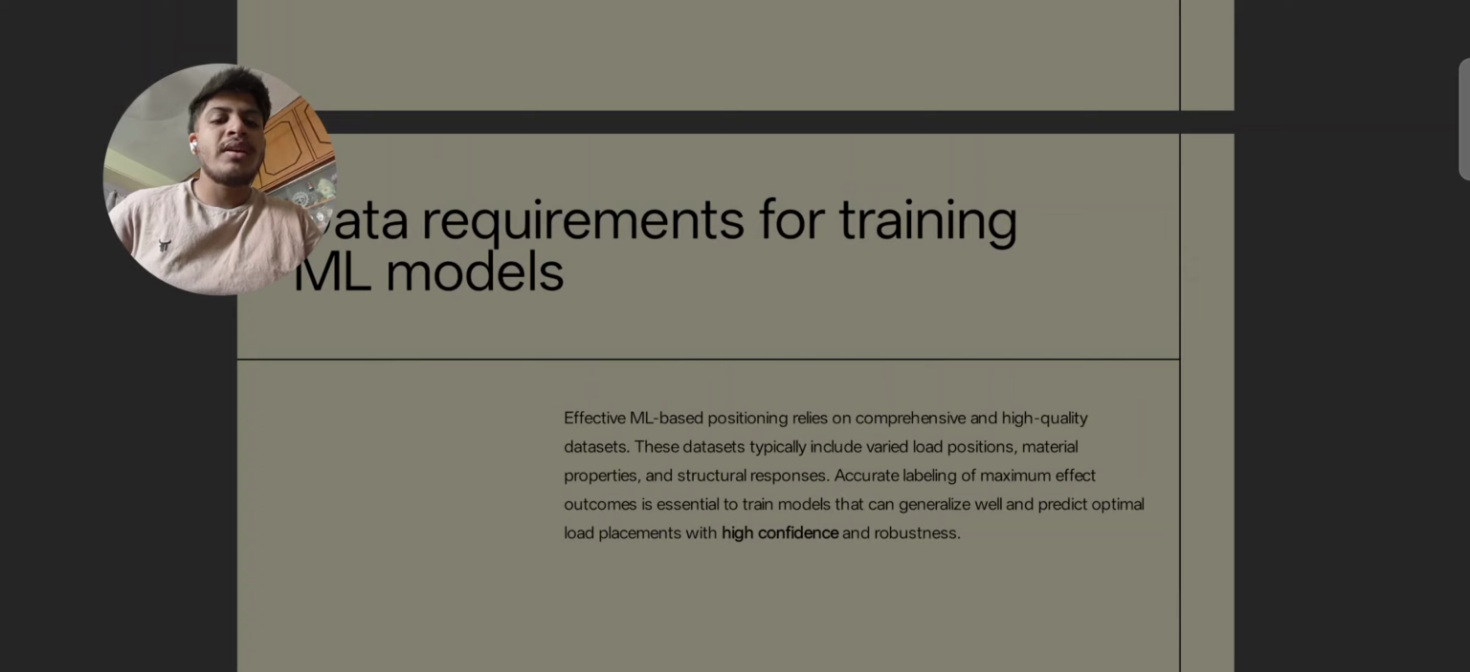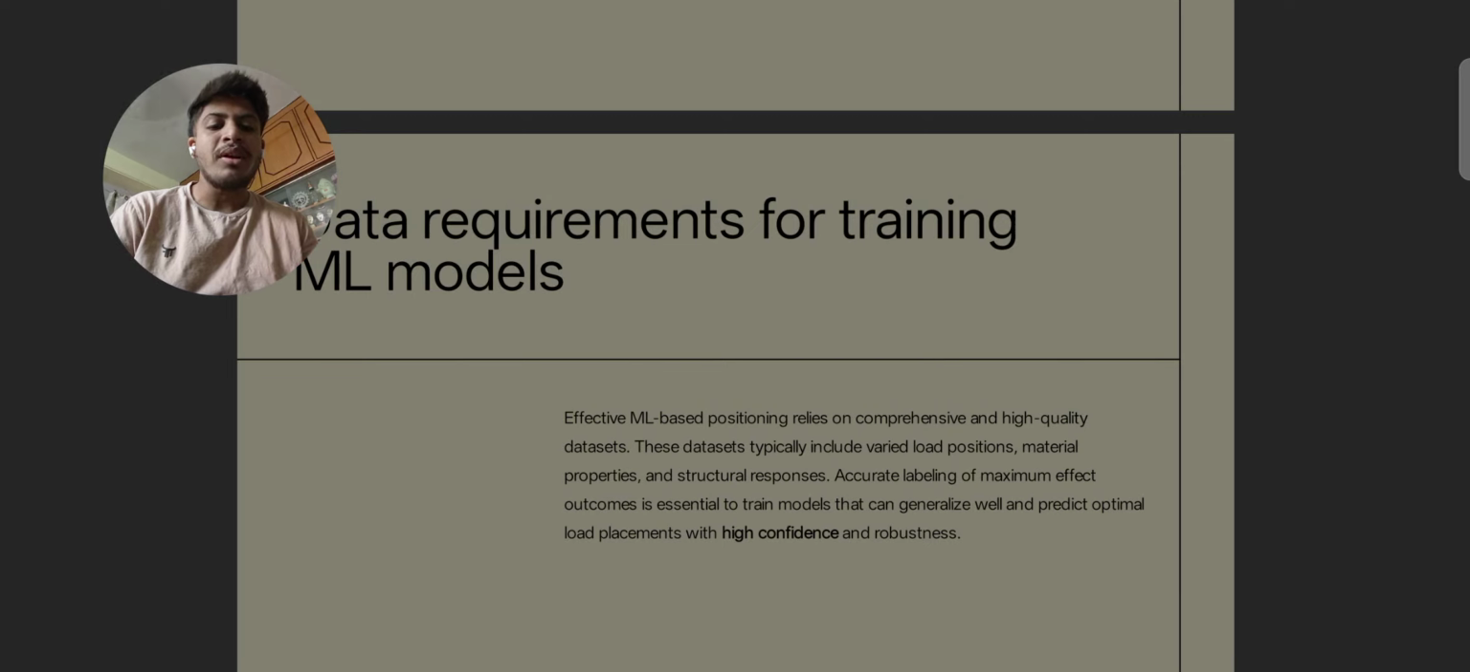Data requirements for training machine learning models. The success of any machine learning model depends heavily on the quality, quantity, and relevance of the training data. In the context of load positioning on beams, bridges, or other structures, the data must accurately capture the relationship between load positions and structural responses, such as bending moments, shear forces, and deflection or stresses.